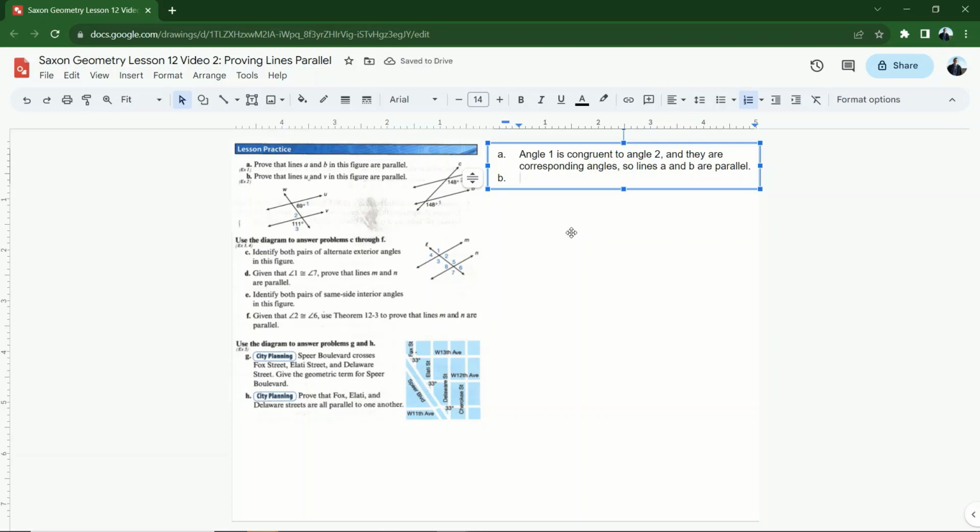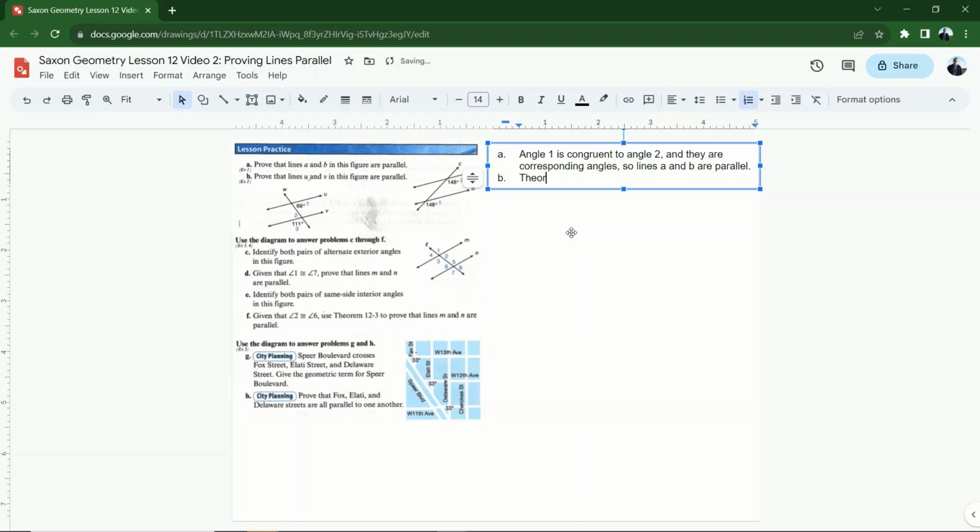Let's take a look at letter B. Prove that lines U and V in this figure are parallel. This is going to be according to theorem. Let's see. Oh, look at this. We don't have congruent angles, not right off the bat. So first of all, I need to prove that angle 2 is the same as angle 1. How am I going to do that?